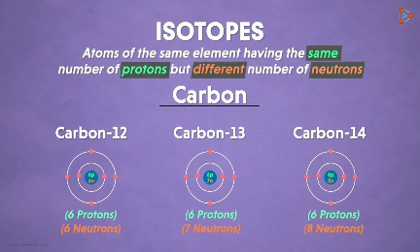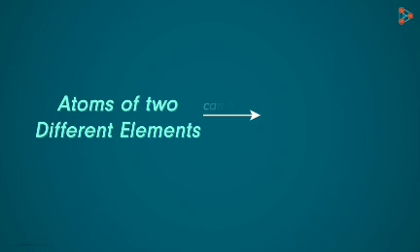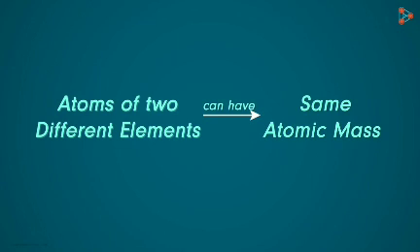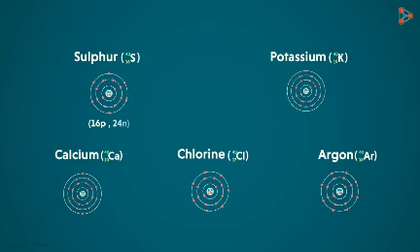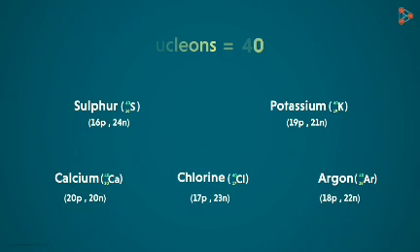Now this was about the different forms of the same element. But what if I tell you that atoms of 2 different elements can have the same atomic mass? Yes. Let's understand this with an example. We take 5 different elements: sulfur, potassium, calcium, chlorine and argon. Now, if you notice, in each case the number of protons and neutrons is different. It's 16 and 24 here, 19 and 21 here, and so on. That's right. However, the total number of nucleons in each sums up to 40.